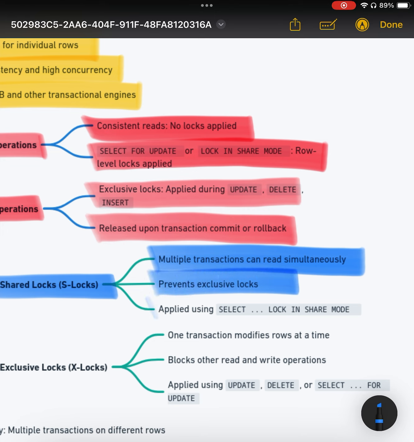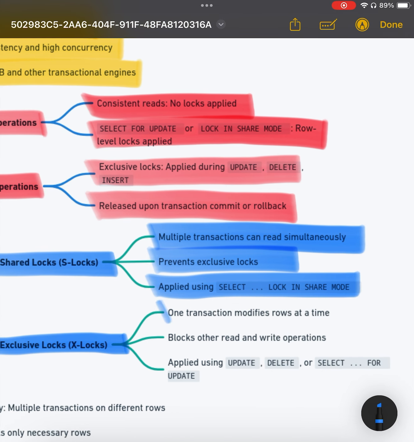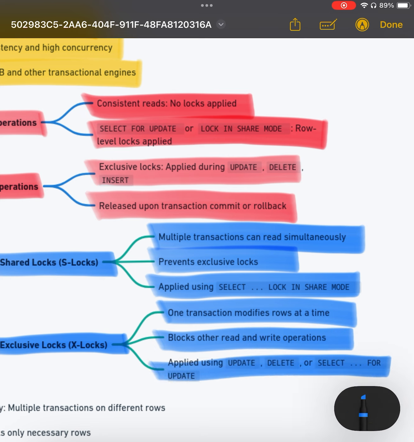Example, select, lock in share mode. Exclusive locks, X-locks. Only one transaction can hold an exclusive lock on a row at a time, preventing other reads and writes. Applied during operations like update, delete, or select for update.